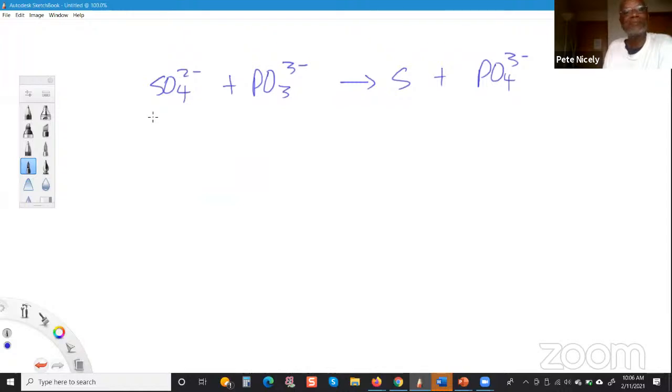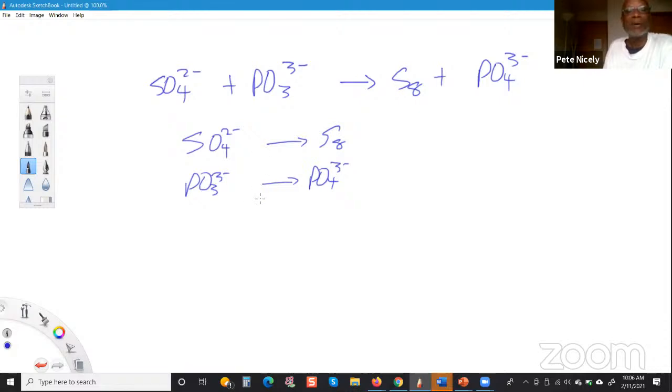So the first step is you separate this into two half equations. So you're gonna have S, oh, by the way, this should be S8, my bad. Okay, so we separate this into two half equations, SO4 2 minus to S8, and then PO3 3 minus to PO4 3 minus. Okay, so that's the first step.